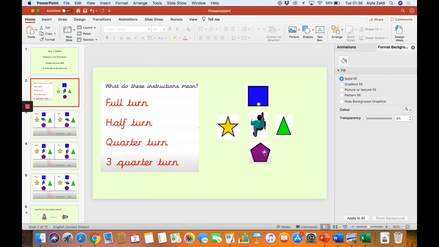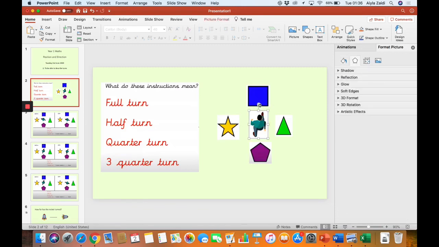We can see that the man is looking at the blue square. If he did a full turn all the way around, it's a full turn, he is completing a full turn and he returns to the blue square. Half turn. So he's going to turn half the way around. We'll notice that a half turn brings him to the purple pentagon.